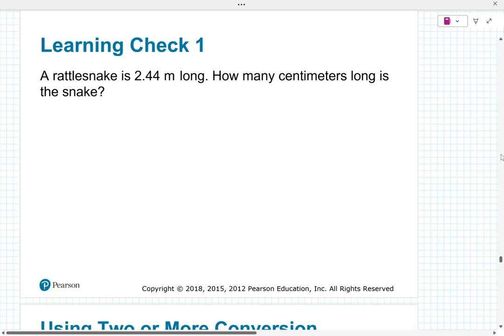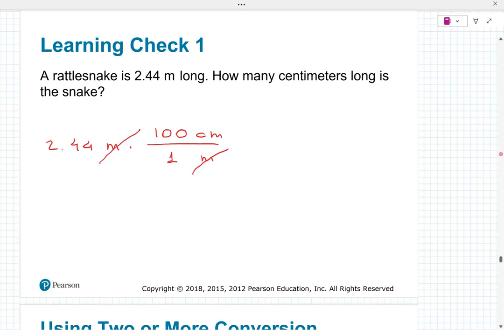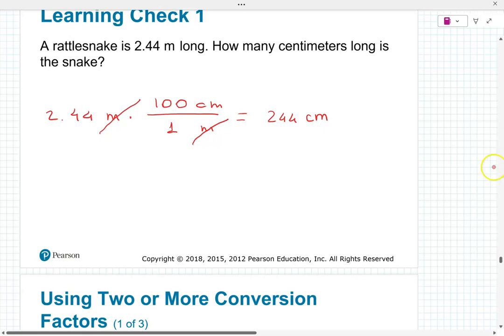Okay. Let's not do all that extensive work. So what we have is 2.44 meters. Which unit are we going from? Meters to centimeters. So how many centimeters does 1 meter contain? 100. Always check that units cancel each other out. Sounds good?